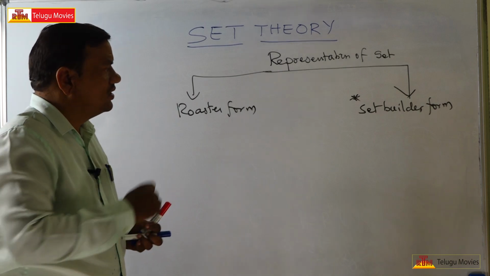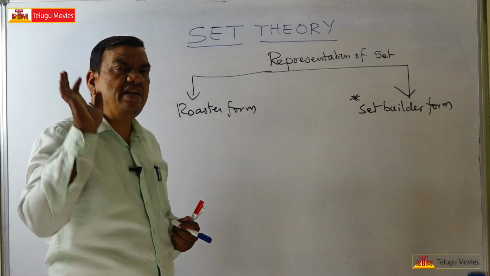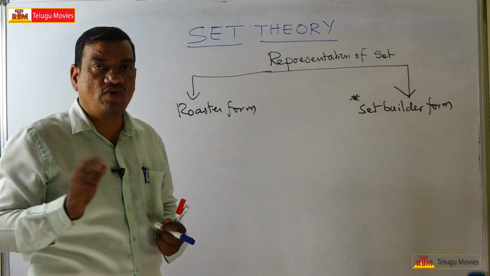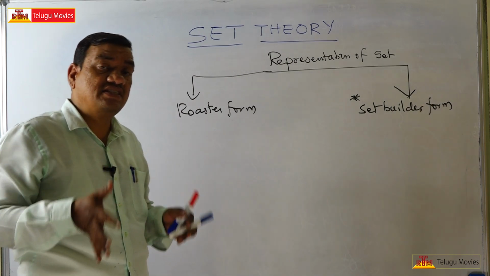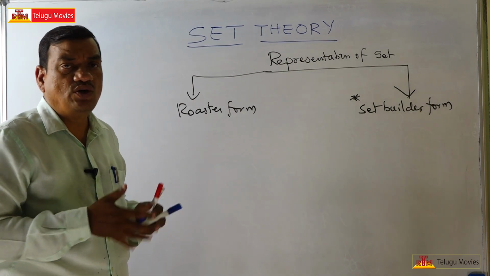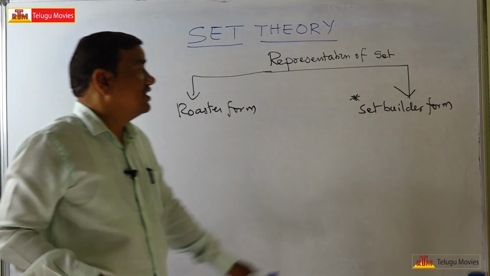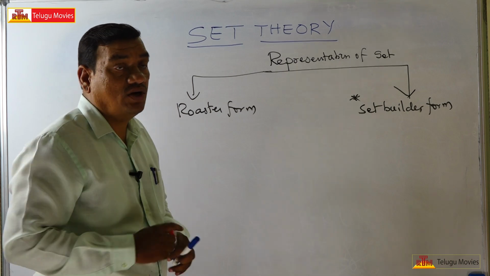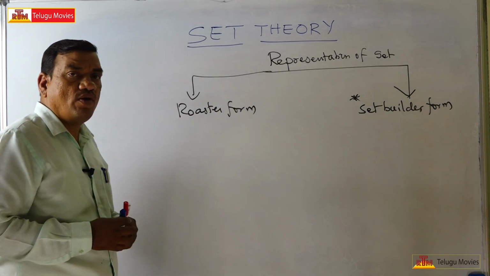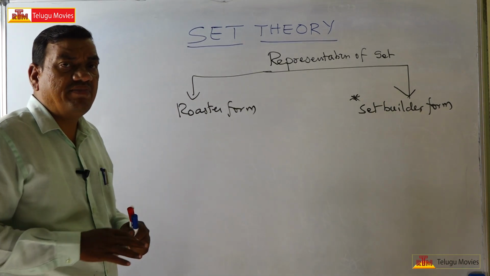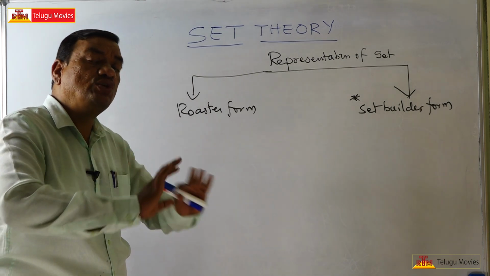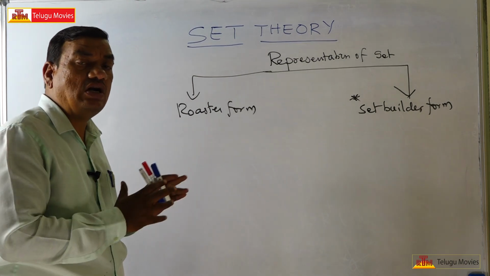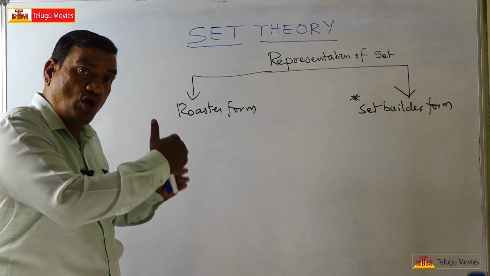Why? Because in almost all JEE Mains examinations, if any set is given, whether it is a finite set or an infinite set, it will be given in set builder form. You have to understand set builder form. Roster form means whatever elements are present in a set, you have to write all of them in that set, that is, how to list them out.